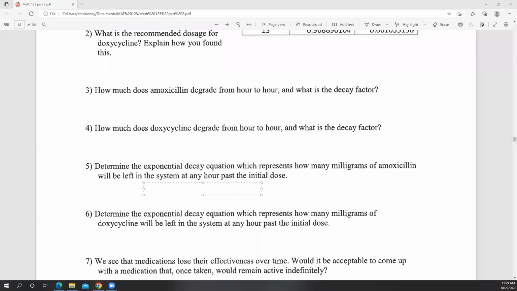Okay, so for amoxicillin, y equals, how much do we start out with? 500. And then 0.5, because it's 1 minus 0.5, so the decay factor is 0.5. And then for any hour, we would just leave that as an X. What's going to change? Well, we have a different initial amount. This would just be 100. And then this is our 0.70, or 0.7, which would be the same.